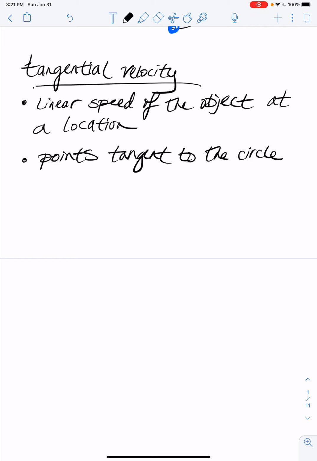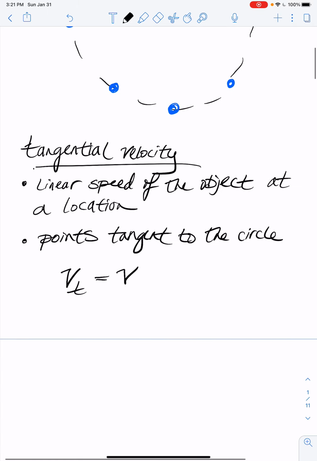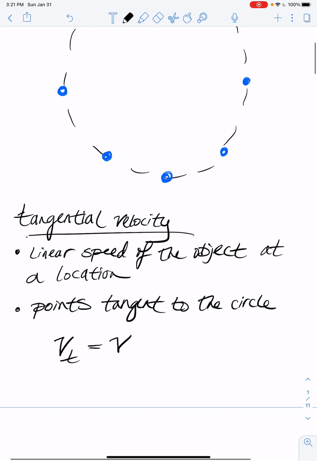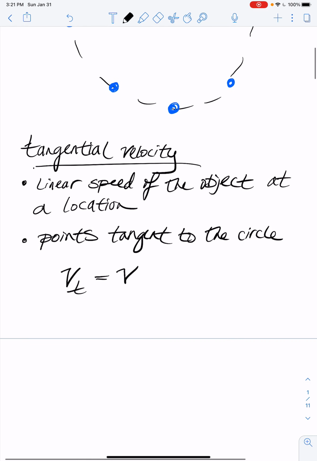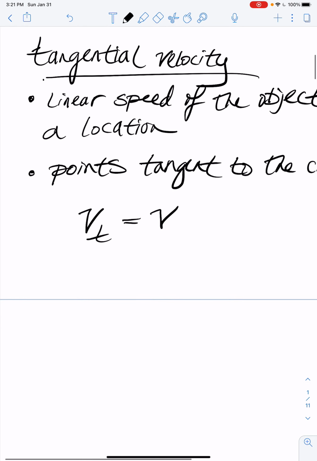So I think in the textbook they might abbreviate this V_T for velocity tangential. A lot of times we're just going to use V. We're not going to worry about it. We're going to assume it's the tangential velocity. But I just thought I'd let you know in case you see it in the textbook.